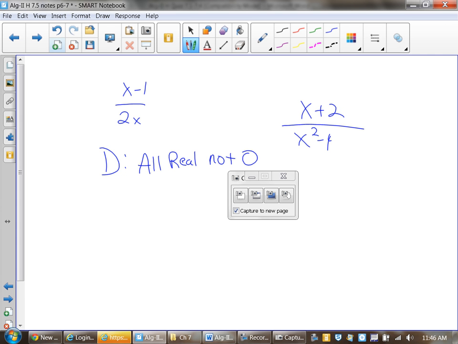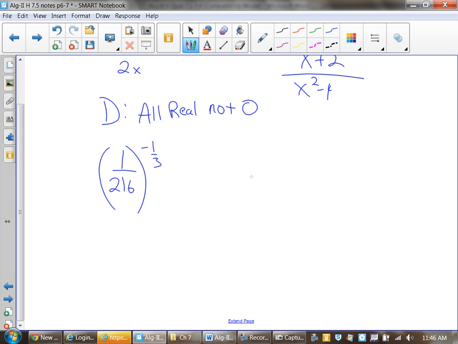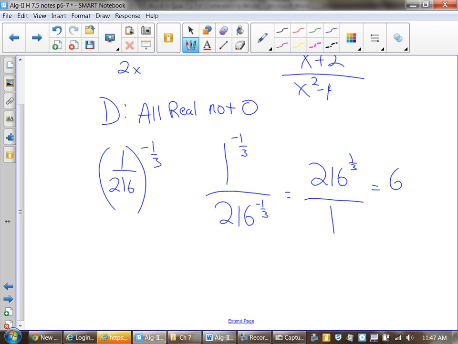Yes, sir? Chapter test C, number 4. You have 1 over 216 to the negative 1/3. Two ways you can do this. Can you go through the cube root way? Yeah. In this case, I can say it's 1 to the negative 1/3 over 216 to the negative 1/3. Cube root of 1 is 1. And the cube root of 216 is 6.